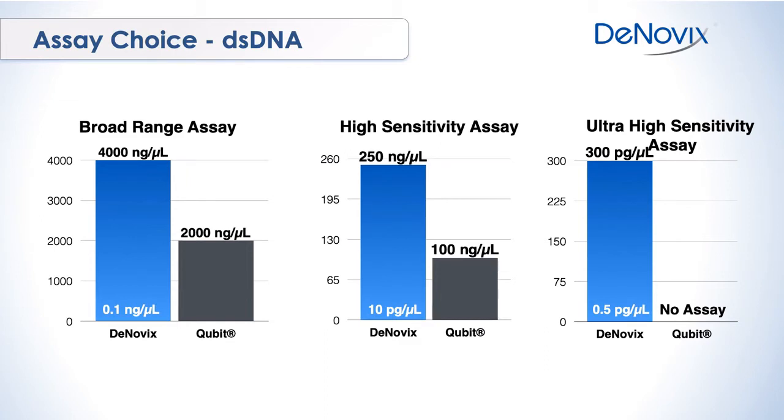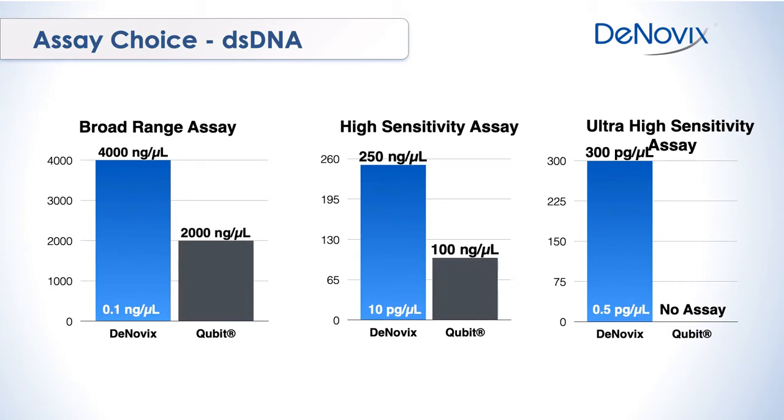A high sensitivity takes us down into the picogram range, so 10 picograms up to 250 nanograms per microliter. And we also have this unique ultra-high sensitivity assay, and this goes down to 0.5 picograms per microliter, and this is really used by people working on single cells, people on cancer studies, some forensics and entomology type studies. We've worked with people with this assay.